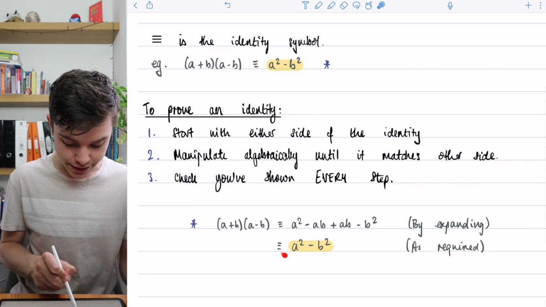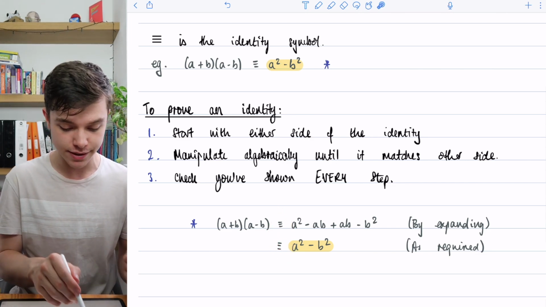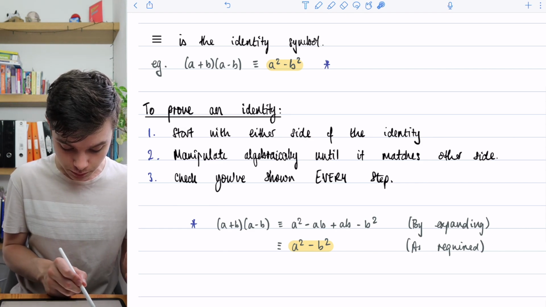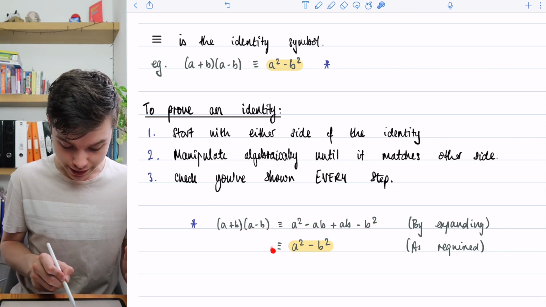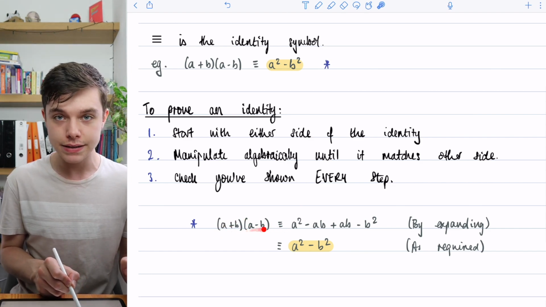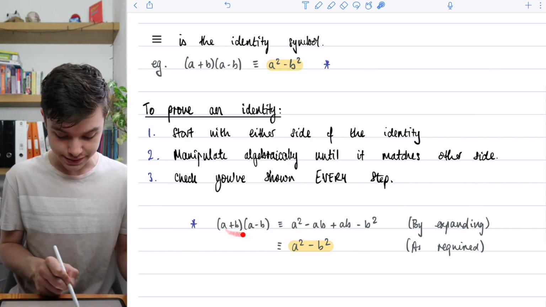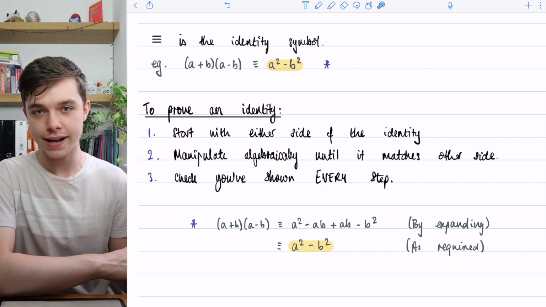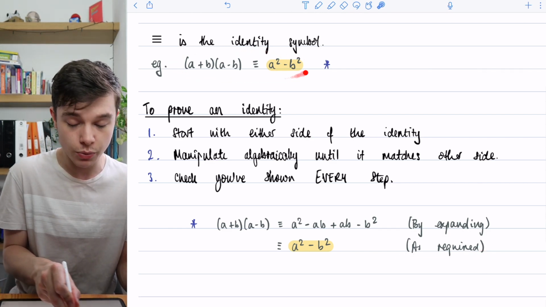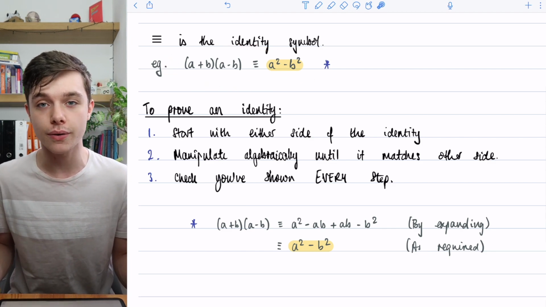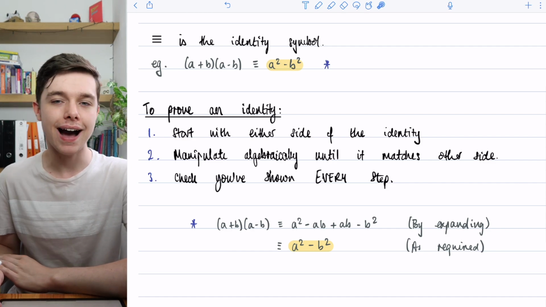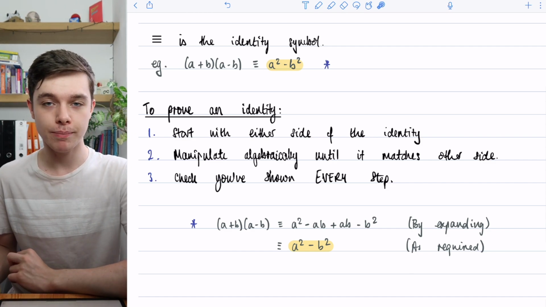Look how I carry this identity symbol down with me, because we started with an identity symbol. So we've gone from expanding the brackets here being identical to a squared minus b squared, so the factorised brackets here must be identical to a squared minus b squared. And I've written 'as required' because that's what we needed to prove, that's what we started with, okay, that was the identity. Okay, so not really hard, just quite a lot of algebra manipulation.